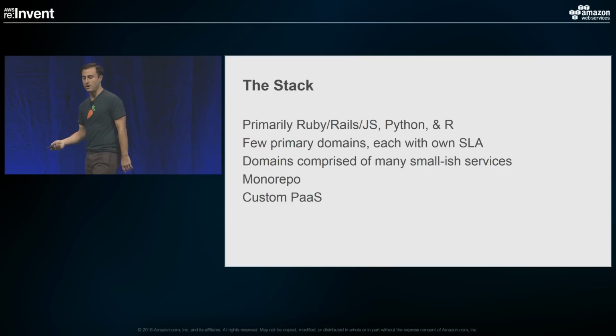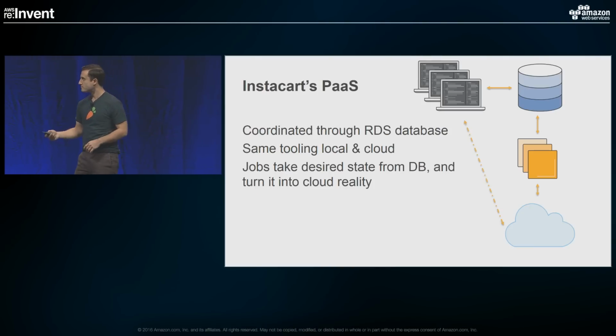We develop code on a custom platform as a service. And so I'm going to talk about that now and then talk about how that helped us move from EC2 to ECS and how we leverage that to do all of the engineering effort on ECS. So the Instacart platform as a service, it's really stupid, really simple, but it works really effectively.